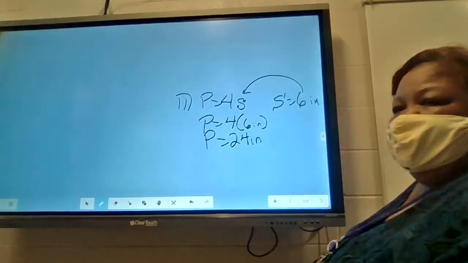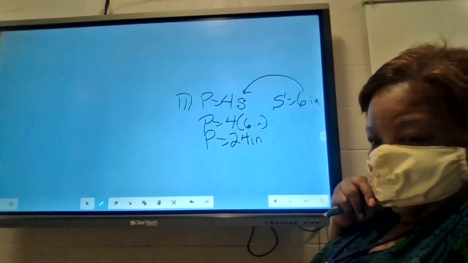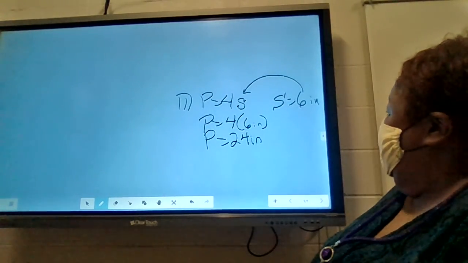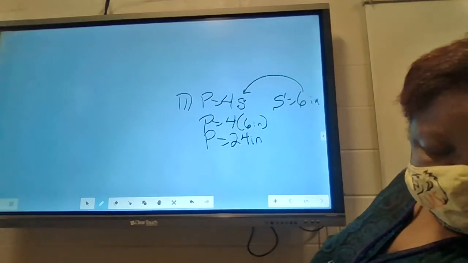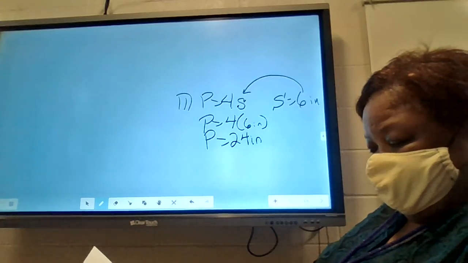And somebody said, I thought you're supposed to square the side. When you square the sides, you're finding the area. The area of a square is the side squared. So area would be 6 times 6, which is 36. But the perimeter going around, you just add up the sides.